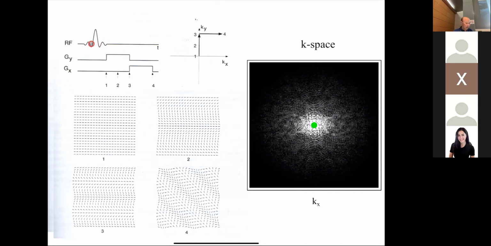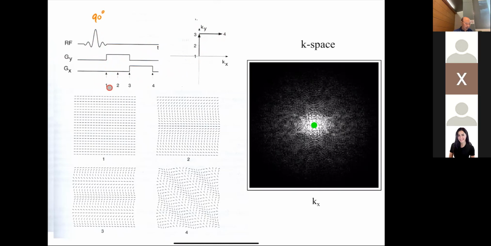Okay, so this RF pulse, for now, just assume it's tipping the magnetization into the transverse plane. So let's just assume this is a 90-degree pulse. Okay, and then I play out this GY gradient, which is going to move me this way, and then I turn it off and I play out the GX gradient, so it moves me that way. So we're just going to go through and look at where we are at different points in time.